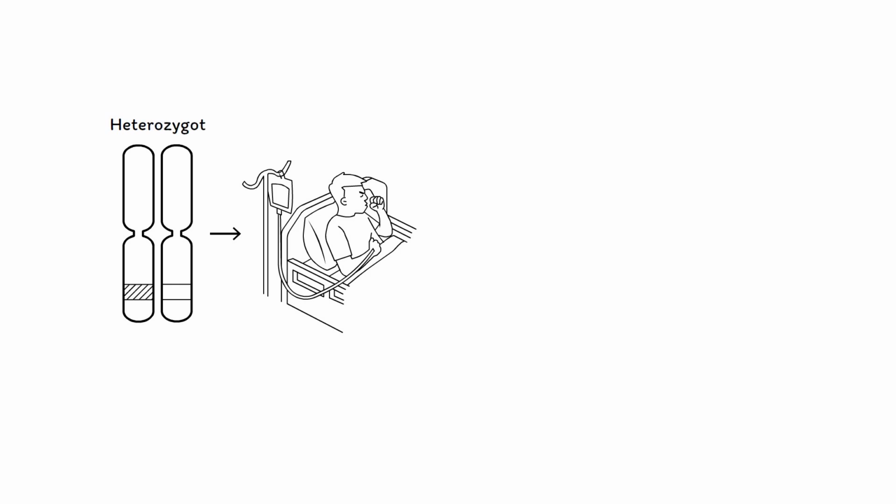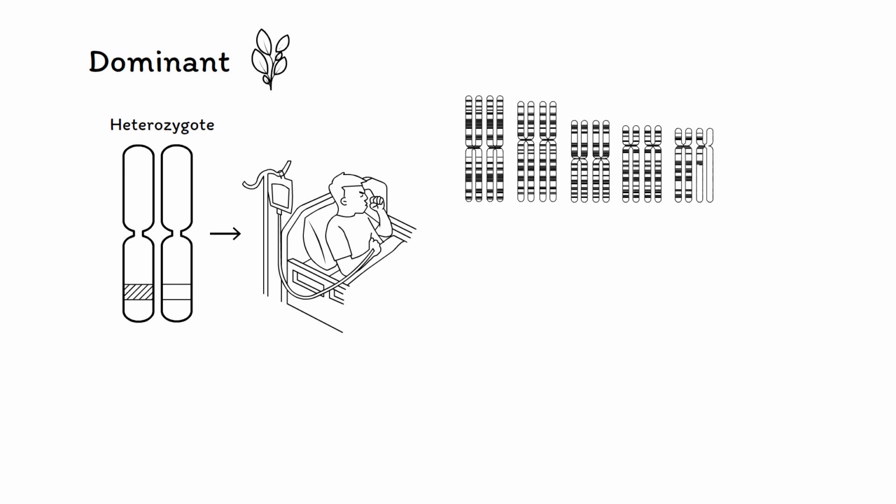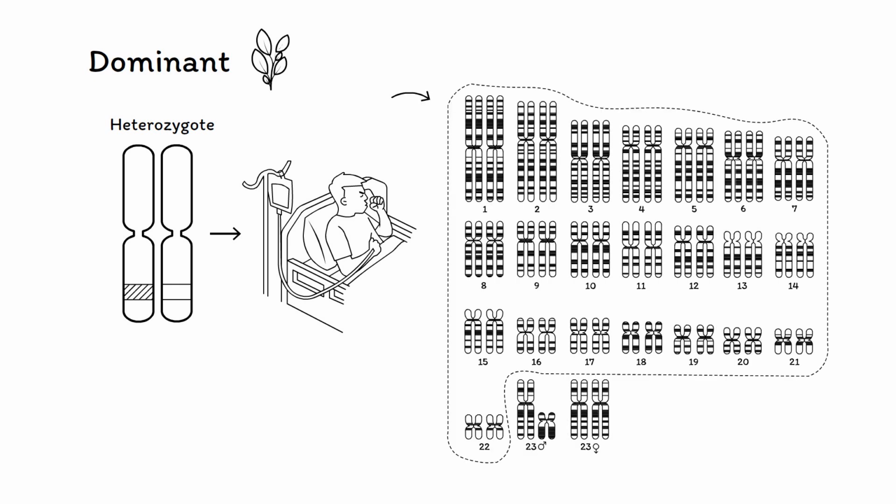For some disorders, being a heterozygote is enough to cause the disorder. When this is the case, the disorder is inherited in a dominant manner. And if the disease-causing variant is located on one of the 22 autosomes, the inheritance is autosomal dominant.